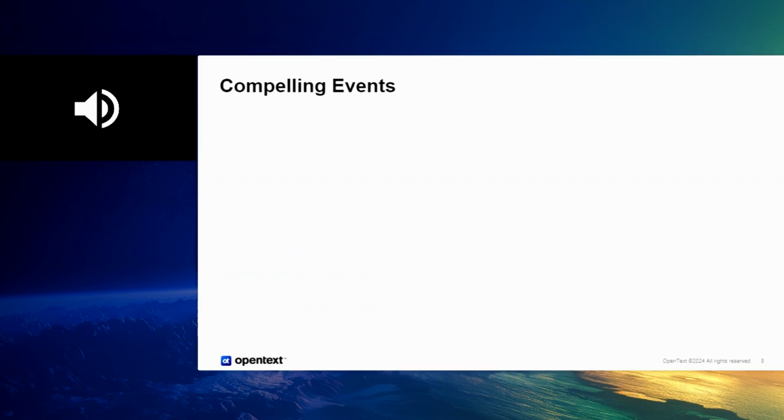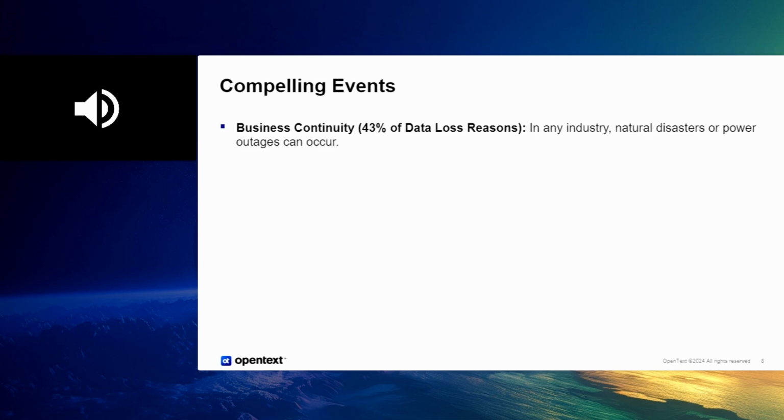Let's take a look at some of these compelling events. We have talked about human errors, we have talked about cyber attacks. Let's understand a bit more about them. First of all, business continuity is something that can be impacted by natural disasters or power outage, for example. And this is still one of the main reasons why we can lose data.